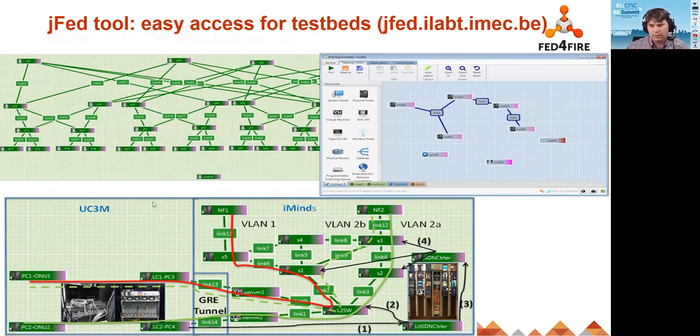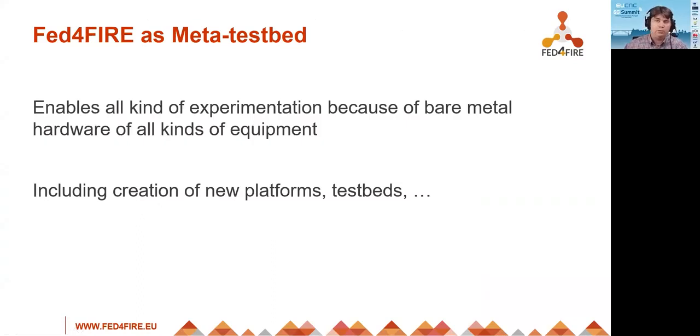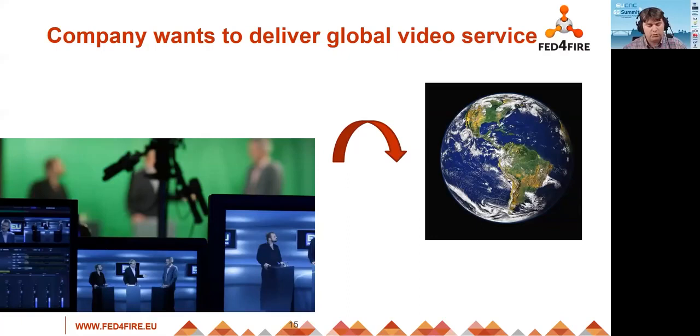So that's all possible. Because you have all that hardware available, going from wireless, wired, cloud, networking, you can experiment very broadly with that. You can, of course, also create new platforms, new testbeds, new architectures for the new internet. That's all possible and has been done before on Fed4FIRE. Suppose that's one of the demo experiments we have done in the past.